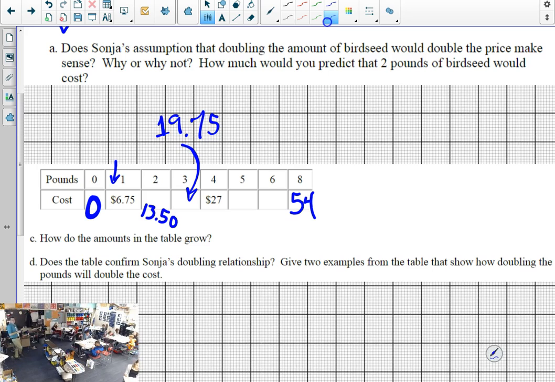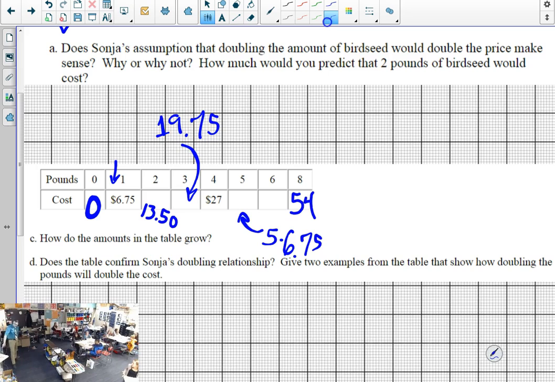So then, instead of having to add things together, I can do that for any weight of birdseed. 5 pounds, what would I multiply 5 by? That 1 pound price of 6.75. What do we get for 5 pounds?